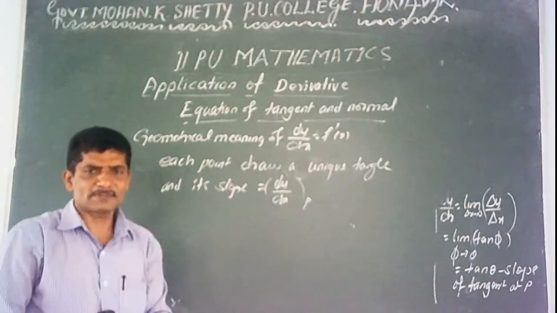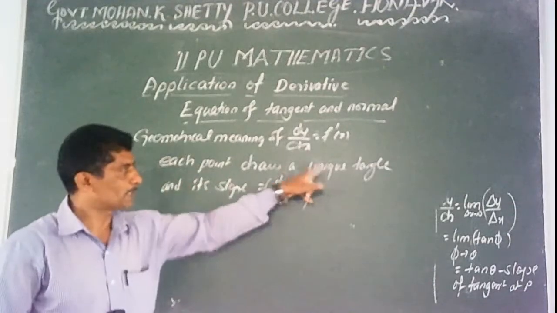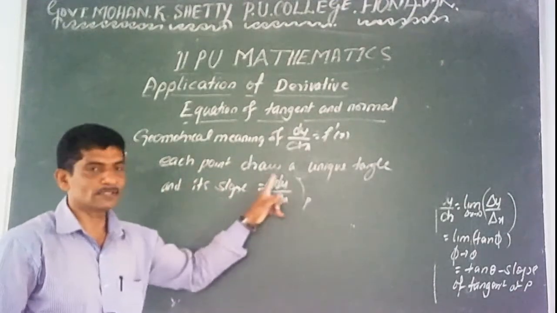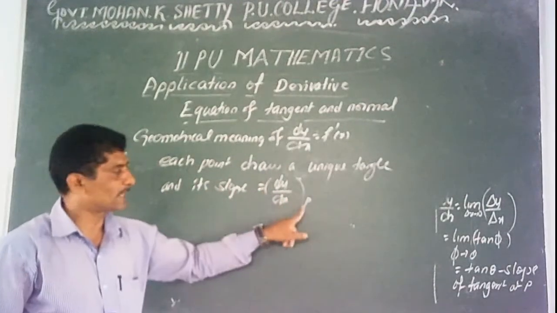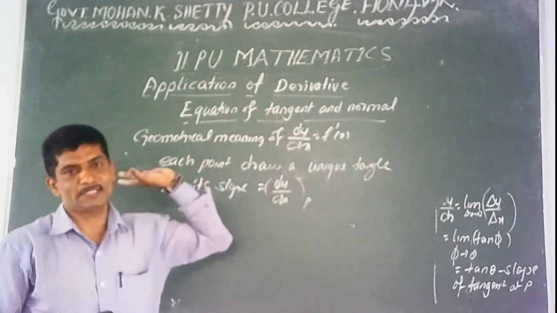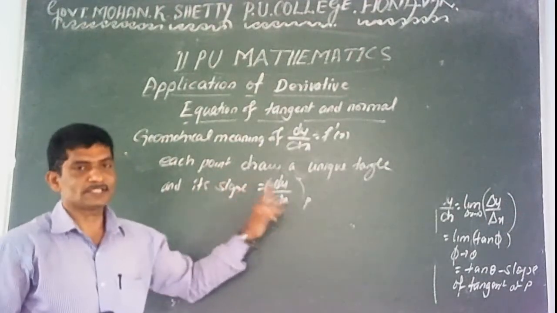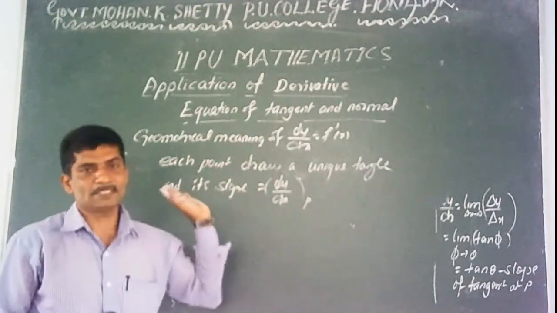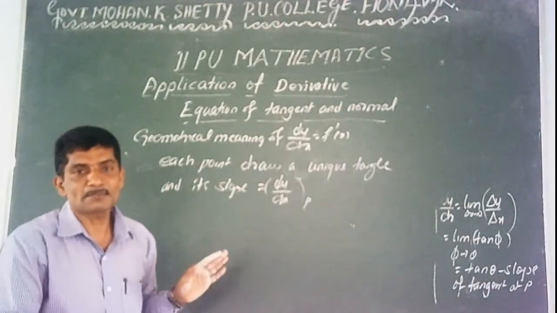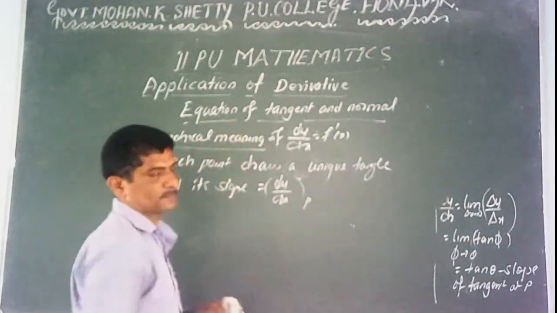Suppose the function is differentiable, you draw a unique tangent. The slope of the tangent is exactly equal to the value of the derivative at that point. This is the geometrical meaning of dy upon dx. Is it clear? dy upon dx means the slope of the tangent to the curve at the point P, where P is an arbitrary point. This is the geometrical meaning.